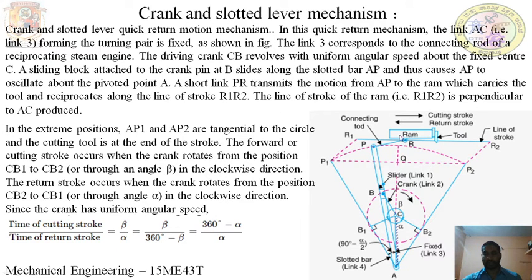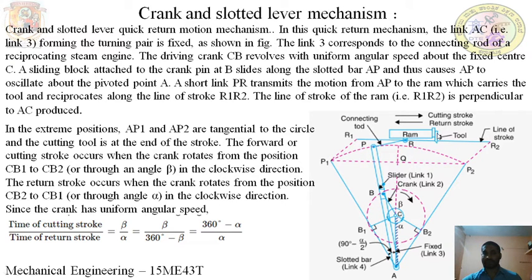You can see the line diagram of the crank and slotted lever mechanism. It consists of a ram, a slotted bar AP, the fixed link AC, which is link 3, and the connecting rod, which is link 4, the short link PR, which connects the slotted bar to the ram. At the end of the ram, it carries the tool. The forward stroke or the cutting stroke takes place when the ram moves from left to right.